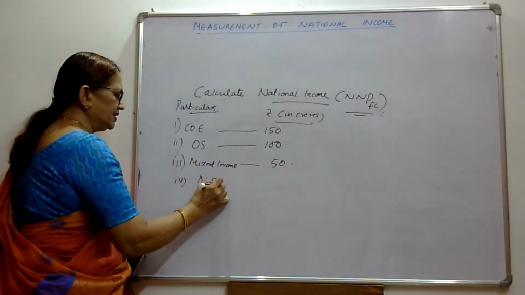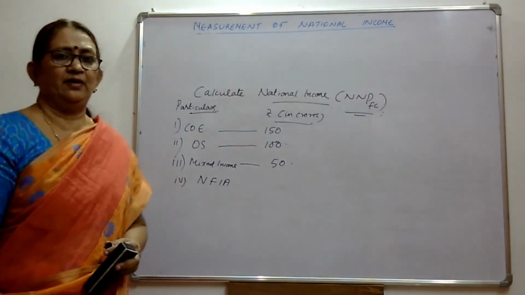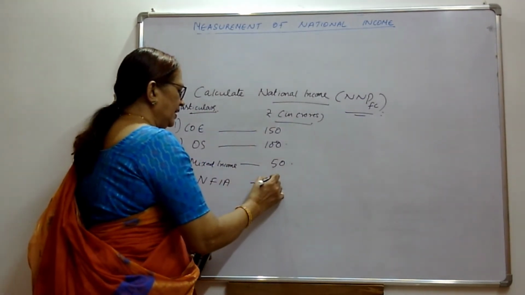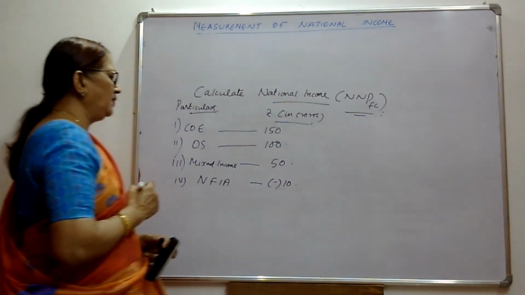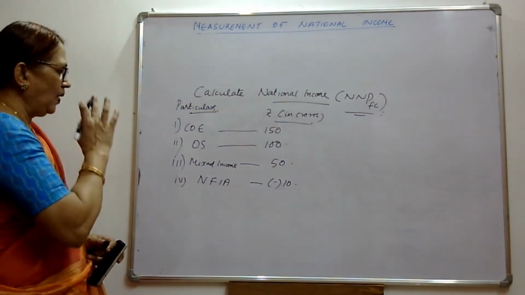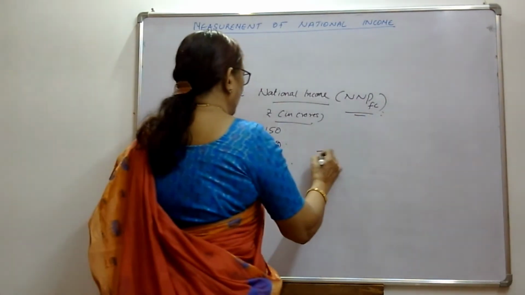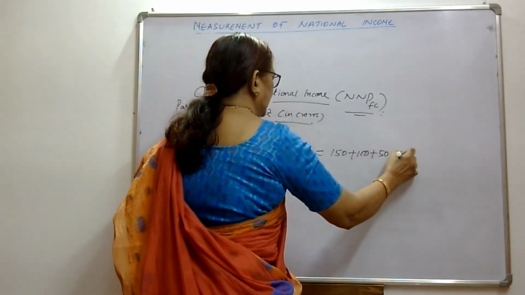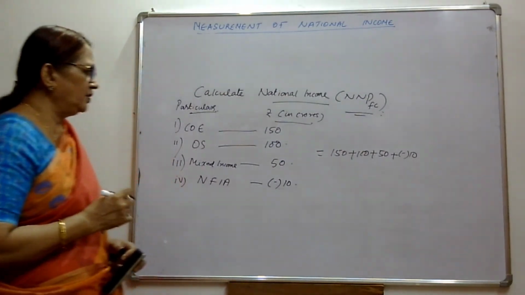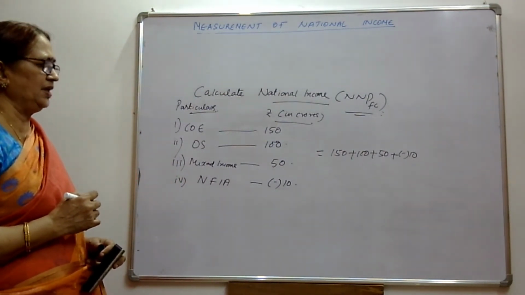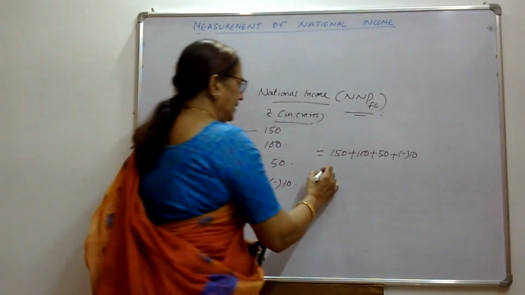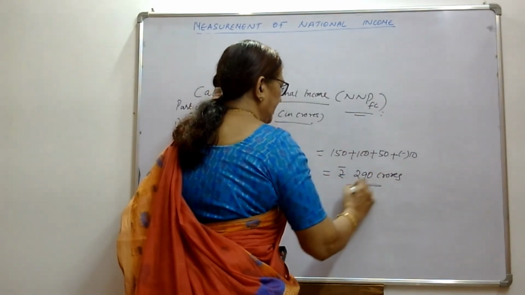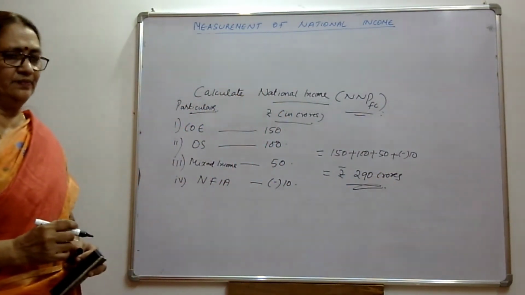NFIA is given directly. What is NFIA? Net factor income from abroad. Factor income from abroad minus factor income to abroad. So NFIA is negative 10. So how can we calculate national income? All are given directly, so it is easy to calculate: 150 plus 100 plus 50 plus negative 10. What is the answer? 150 plus 100, 250, plus 50, 300. Then minus 10, rupees 290 crores. Very easily we can derive it if all are given directly.